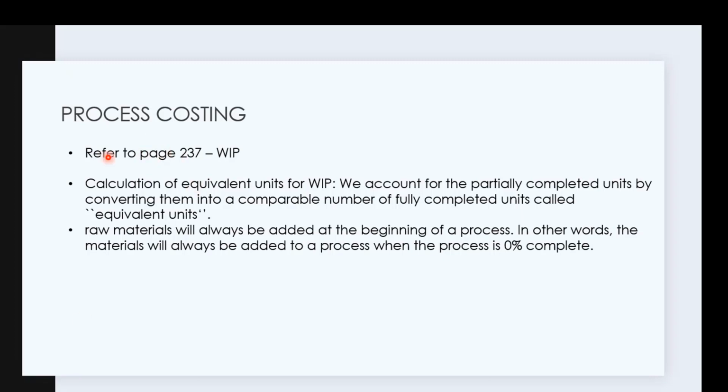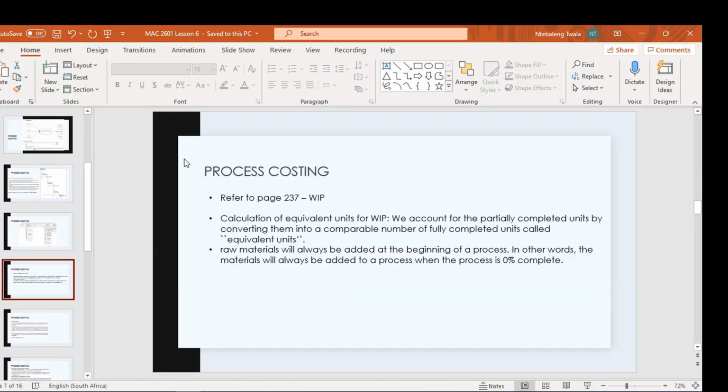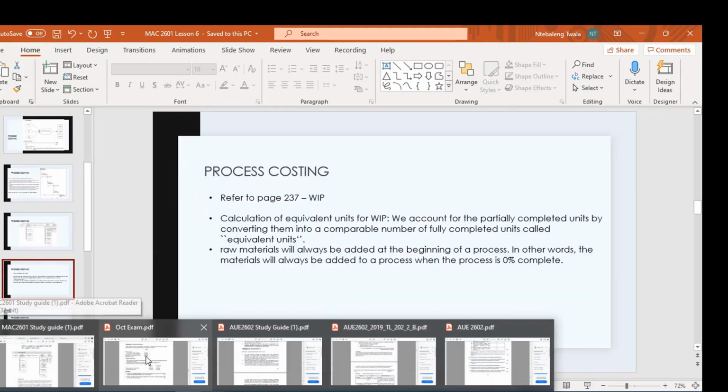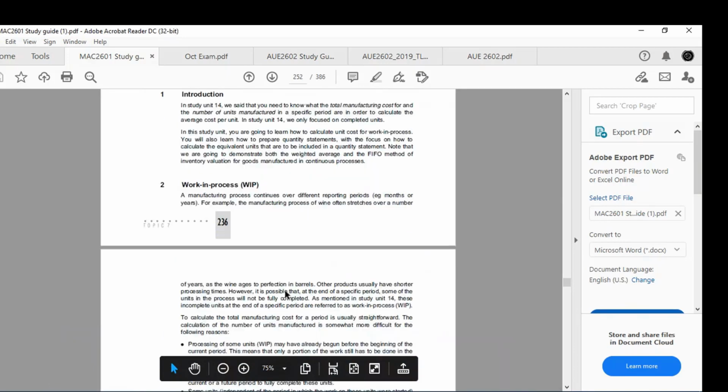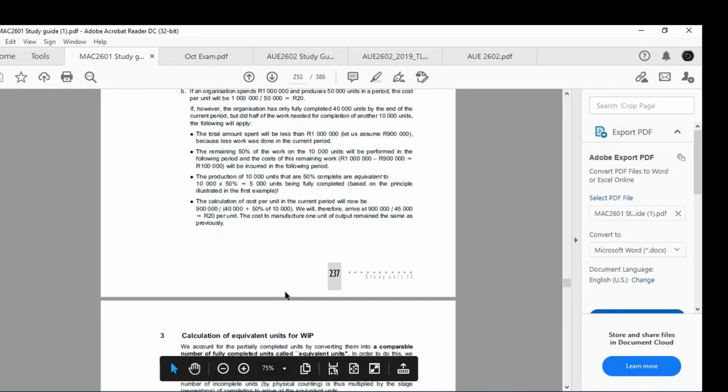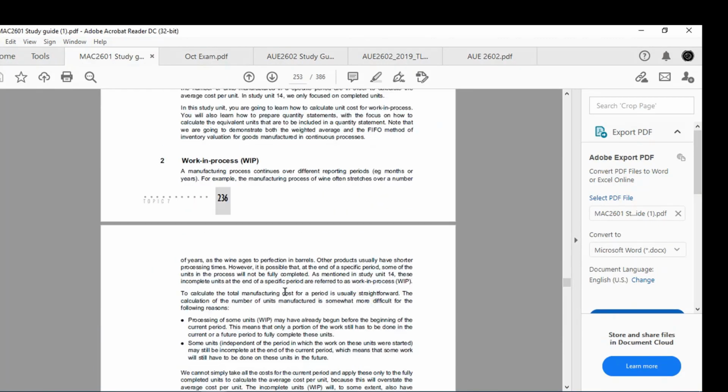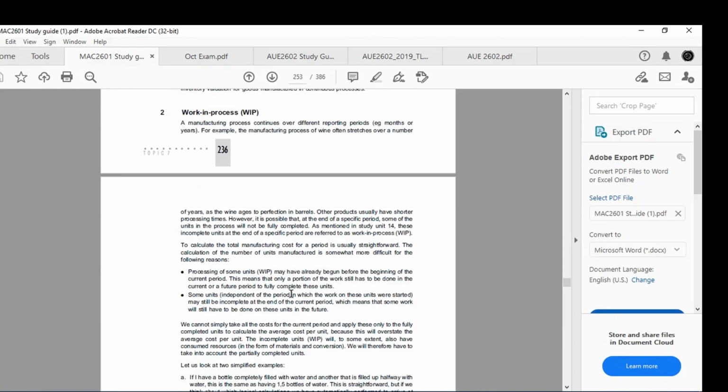Cool. Sharp. So let's refer to page 237. That's inside your guide. What they're saying about work in process: a manufacturing process continues over different periods, e.g., months or years. For example, this is what I wanted us to look at. For example, the manufacturing of wine often stretches over a number of years.